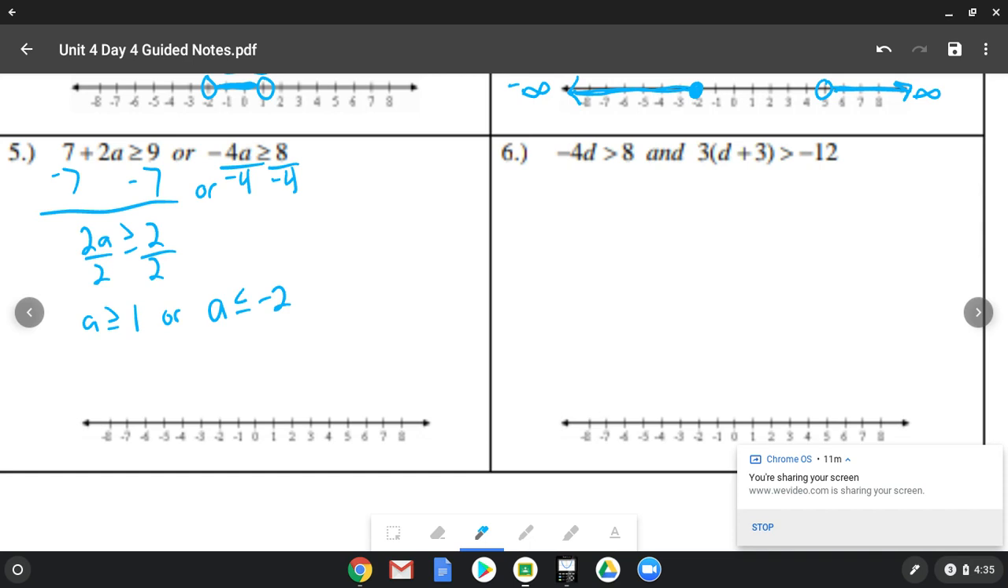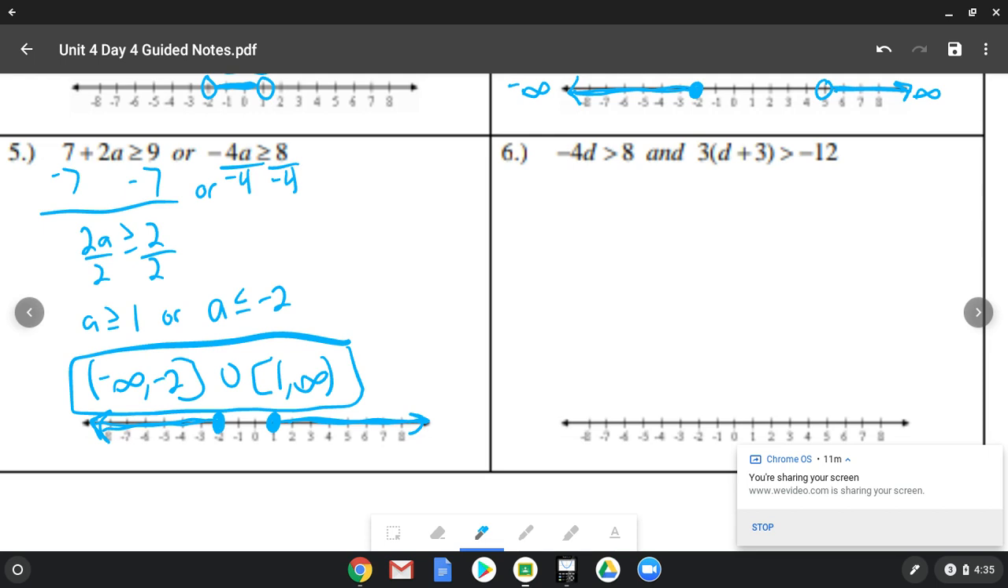And what do I got here? I got greater than or equal to 1, less than or equal to negative 2, shaded to the left, shaded to the right. So now I have negative infinity to negative 2, parenthesis and bracket, in union with 1 to infinity. So that would be my answer for 5.